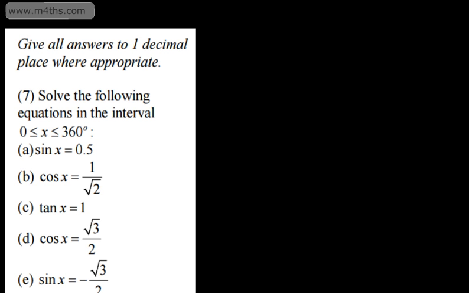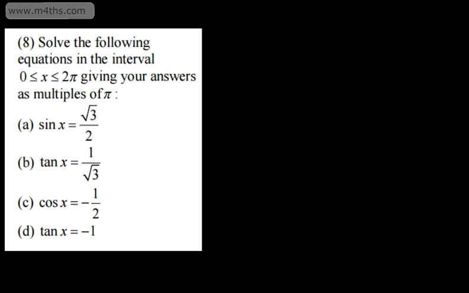So, again, solve the equation. We're given an interval. We're asked to solve the following equations in the interval from 0 to 2 pi, giving our answers as multiples of pi. Okay, we do need to be able to work with radians. I don't like it if a student converts from radians to degrees afterwards. Just learn them. It's relatively straightforward to do, and we have looked at it in another video. So let's look at this one.